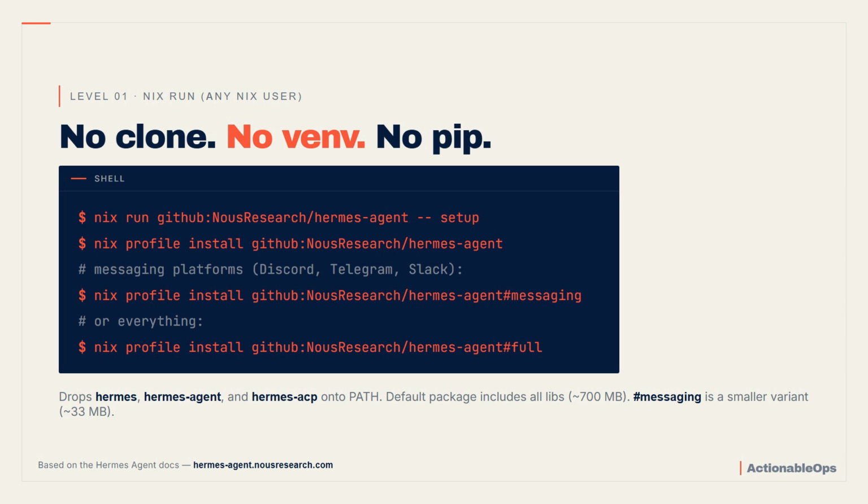The default package includes all libraries, adding about 700 MB to the closure. If you only need messaging platforms, the #messaging variant adds just 33 MB.